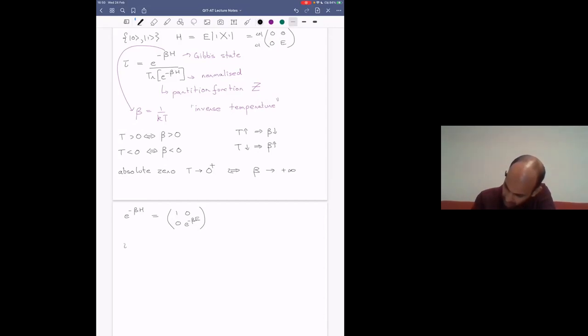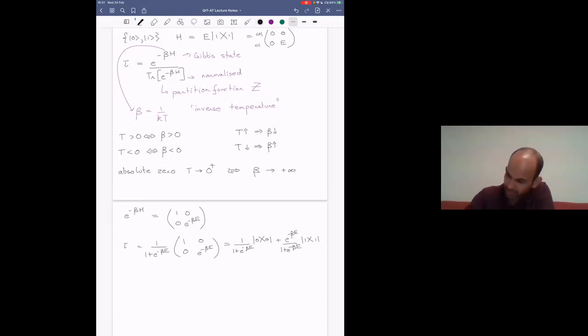And so this gives us that tau is now 1 upon 1 plus e to the minus beta e, that's the trace, times this density matrix, which in Dirac notation is 1 upon 1 plus e to the minus beta e, the projector on 0, plus e to the minus beta e upon 1 plus e to the minus beta e, the projector on 1.